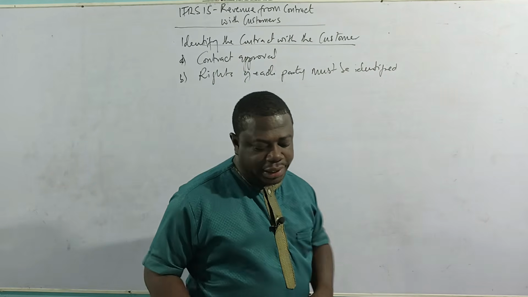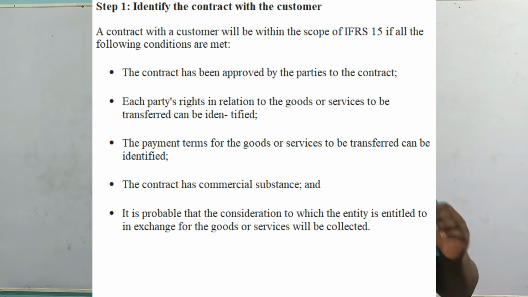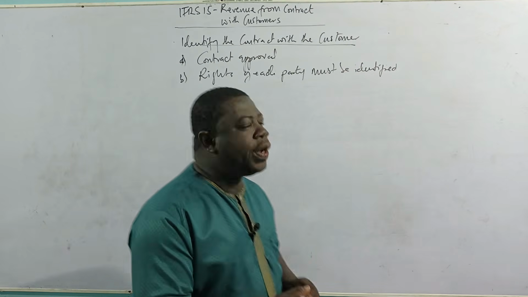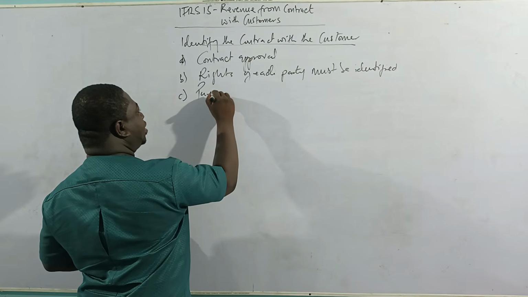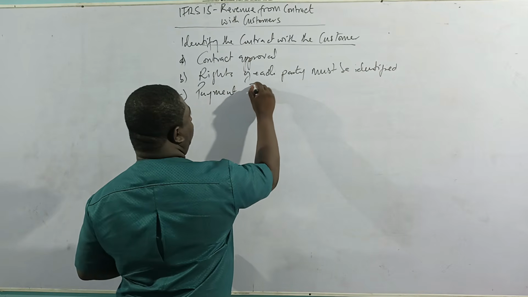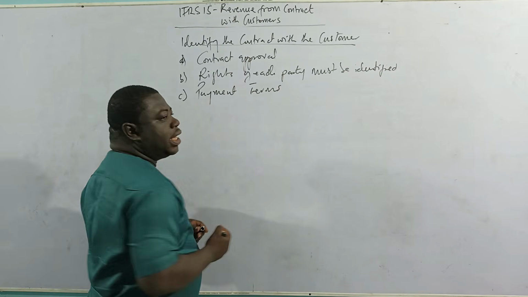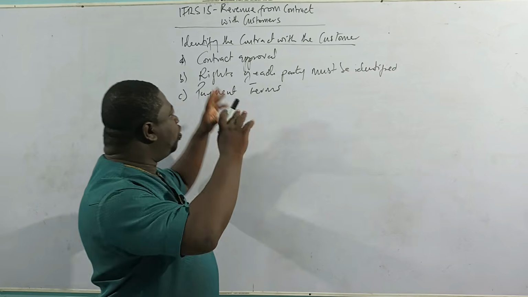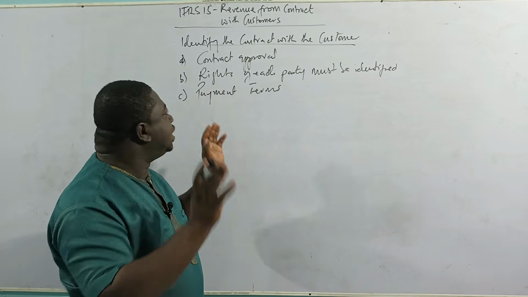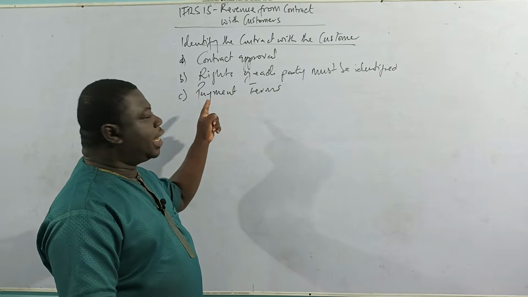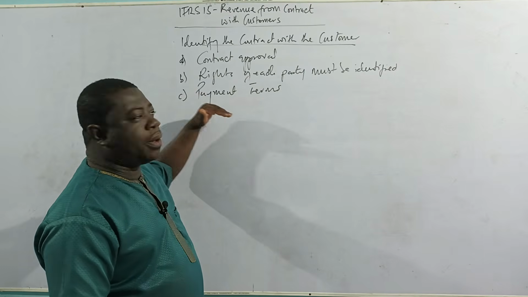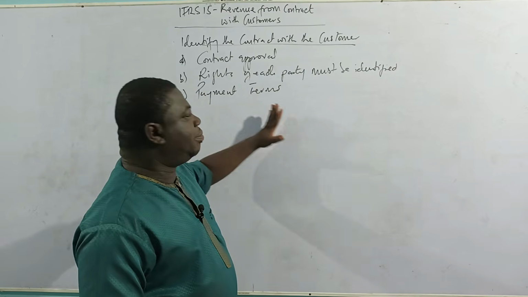And then let's look at the third condition. The payment terms for the goods and services to be transferred can be identified. So it means the third point is about the payment terms. You see, I'm just trying to give you a way of making it easier for you to learn. Contract approval, rights, and then the payment terms. So the payment terms can be identified.